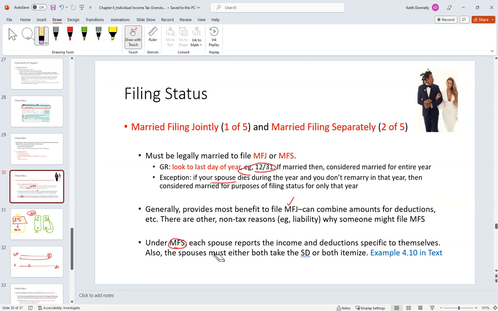The other thing too to be aware of, if you do file separately, if one spouse itemizes, the other spouse must itemize. If one spouse takes the standard deduction, the other spouse must take the standard deduction. You can't mix and match. They don't want people kind of gaming the system by shifting all of the deductions to one of them.